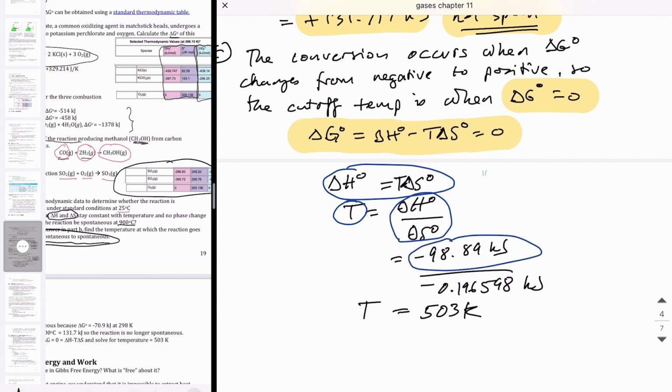My delta H is negative 98.89 kilojoules. My delta S was also a negative number, and again, I'm expressing this now in kilojoules, keeping in mind that the unit is kilojoules per Kelvin here. Dividing those two numbers by each other, the kilojoules will cancel away. I just have Kelvin in the end. And that should give me 500 Kelvin. So basically around 500 Kelvin, that's when the temperature conversion happens, such that above that temperature, the reaction is no longer spontaneous, and below that temperature, the reaction is spontaneous.